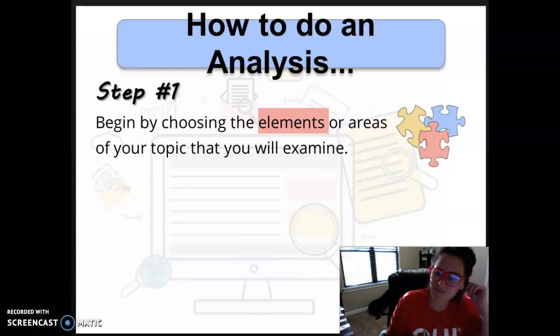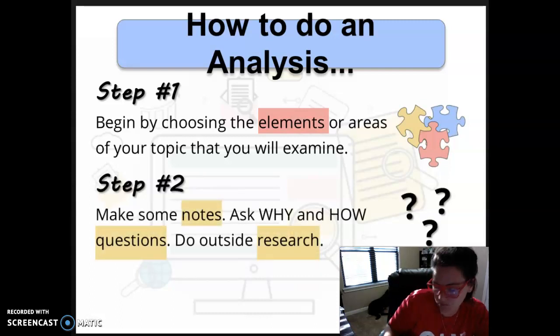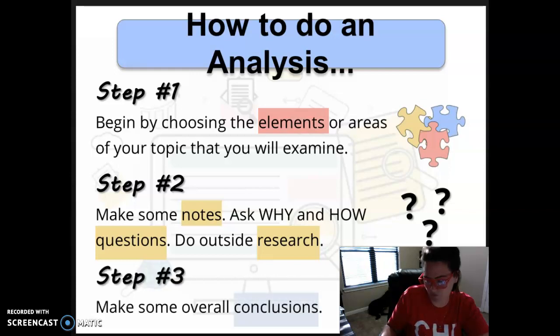Elements of a social issue may be the economic effects, the ethical perspective, or the people that are affected. The second step in analysis is to make some notes for each element you are examining by asking some why and how questions. You'll want to do some outside research to help you to answer these questions. And the third step is to make some overall conclusions based on the questions and answers for each of the elements you have analyzed. Your conclusions will be your analysis that you write in your paper.